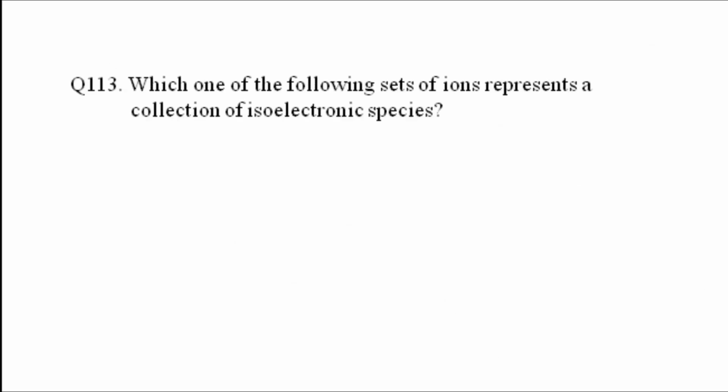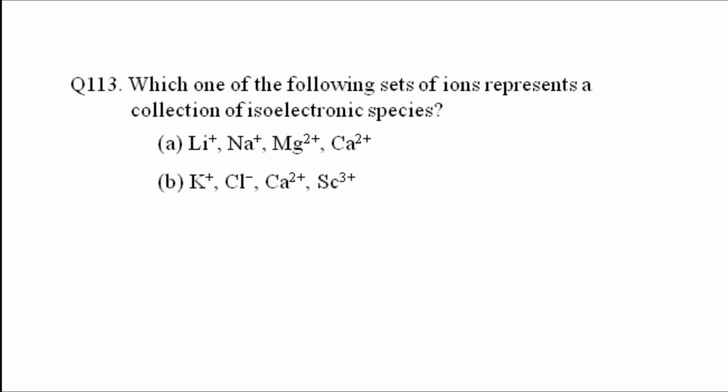Which one of the following sets of ions represents a collection of isoelectronic species? Option A: Li+, Na+, Mg2+ and Ca2+. Option B: K+, Cl-, Ca2+ and Sc3+. Option C: Ba2+, Sr2+, K+ and Ca2+. And option D: N3-, O2-, F- and S2-.